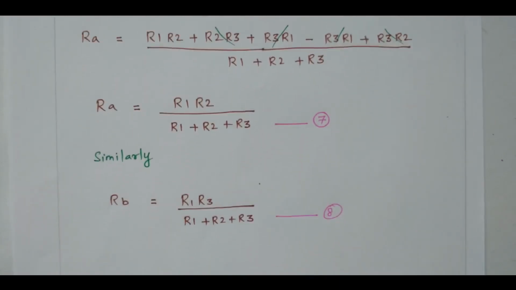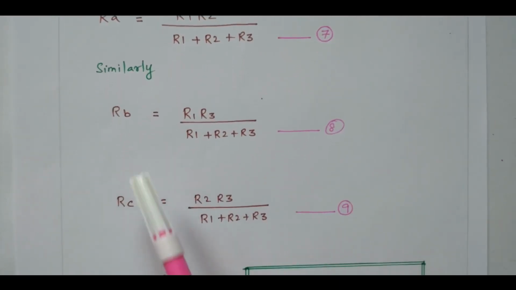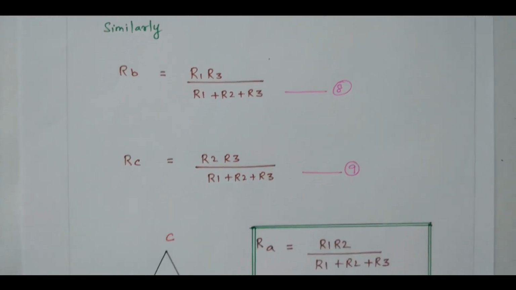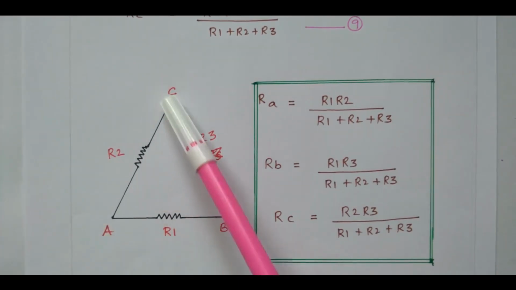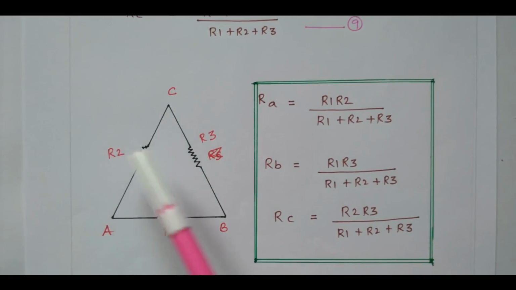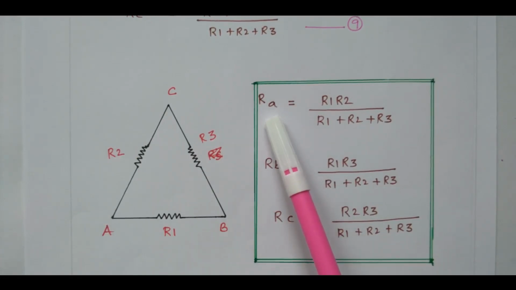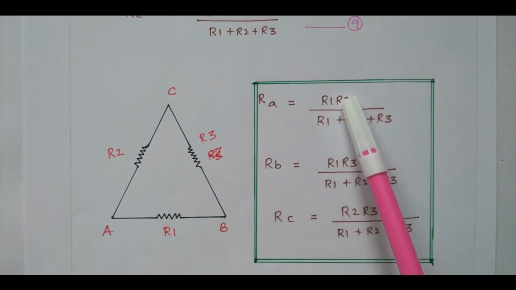So similarly we can write the remaining RB and RC. RB equal to R1 R3 divided by R1 plus R2 plus R3 total resistance. Similarly RC equal to R2 R3 divided by R1 plus R2 plus R3. Then how will you remember this value? See this, again this delta connected diagram is available, R1, R2, R3. RA, what is RA? See this RA, this is terminal A. What are the resistors connected? R1 and R2. So that is available. R1 into R2 divided by total resistance.